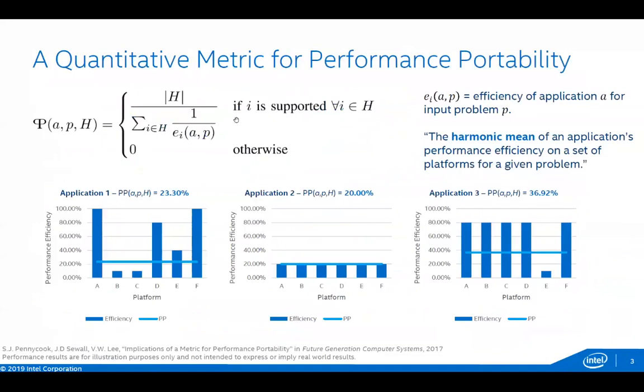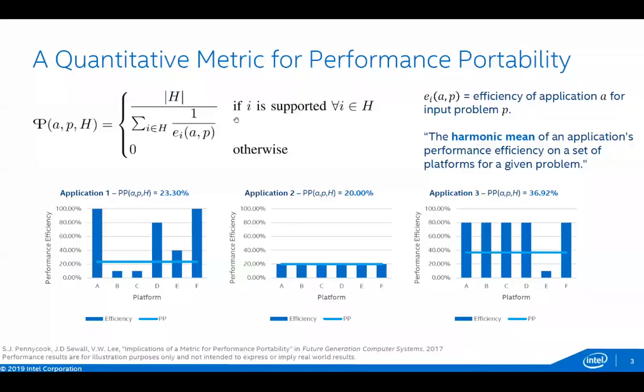Okay, so here is the metric itself. We first proposed this a couple of years ago in a workshop paper and a journal paper. So that's myself and two of our colleagues, Jason Sewell and Victor Lee. And what the maths here really says is that the performance portability metric is the harmonic mean of an application's performance efficiency on some set of platforms H for a particular input problem. And then there's a special case where we force the performance portability of an application to 0 if it doesn't run correctly on any platform in the set.